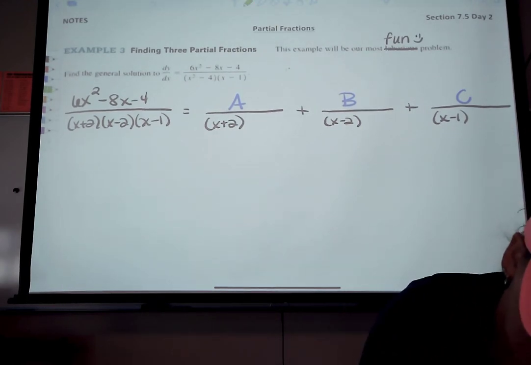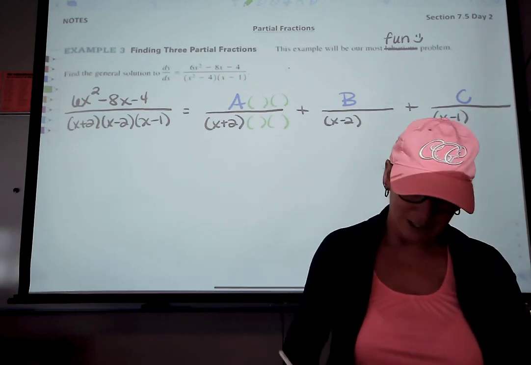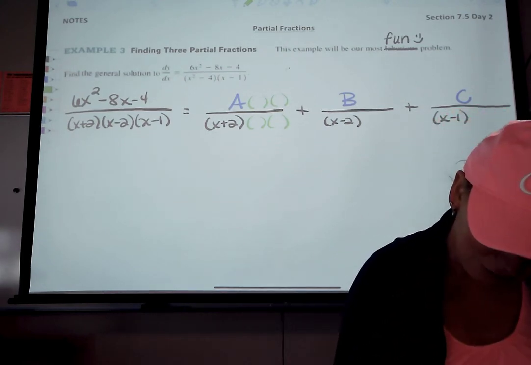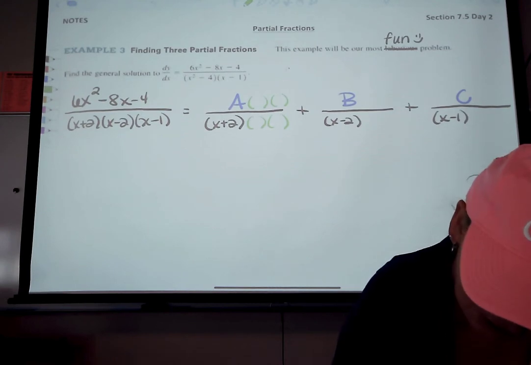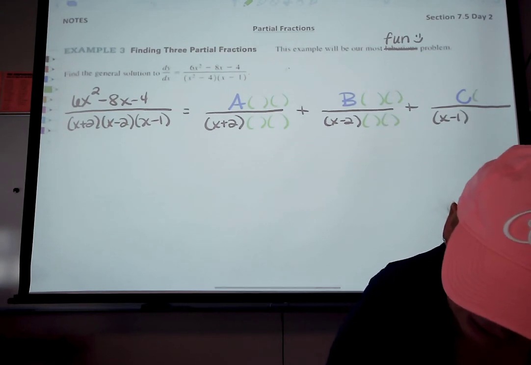So the first fraction is going to need an x minus 2 and an x minus 1, right? I don't have to write that every time. I hope you can keep that straight in your mind. It's going to need an x minus 2 and an x minus 1. The middle one is going to need an x plus 2 and an x minus 1. The last one is going to need an x plus 2 and an x minus 2.